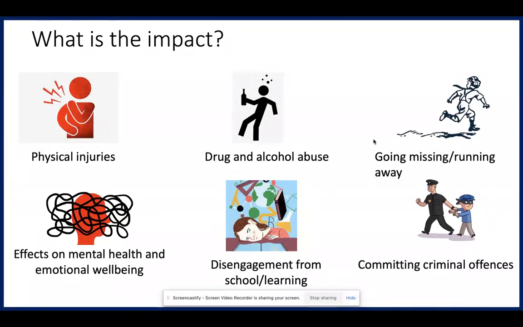So what's the impact? Peer-on-peer abuse can obviously result in physical injuries if there's physical bullying occurring. It can lead to those people that are being abused to seek out drugs and alcohol as a method of coping, a bad way of coping with these things. People might go missing or run away to avoid the situation and put themselves at further risk. There are definite effects on the mental health and emotional well-being of those that are victims. It can cause these people to be disengaged from their school and learning, and in some cases, where students are coerced into committing criminal offences through the coercion of others, that can be another impact.